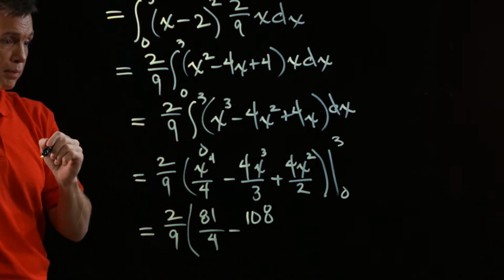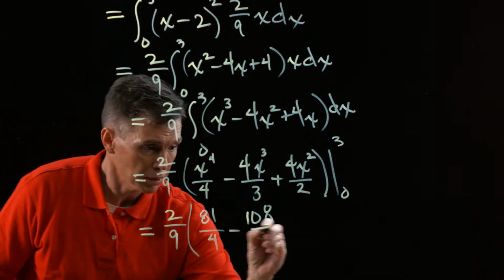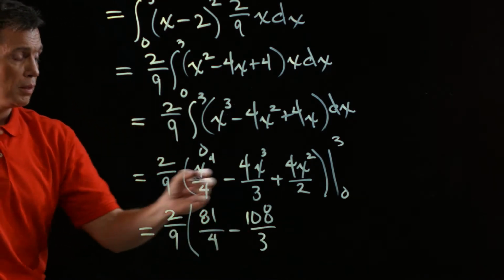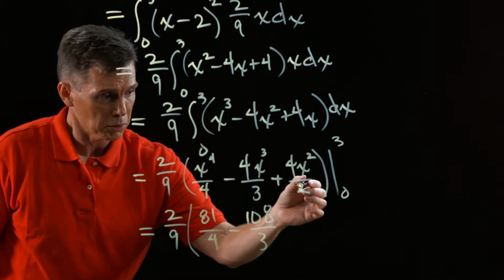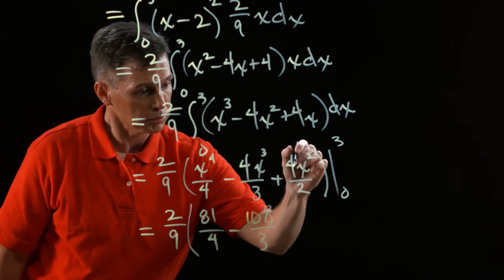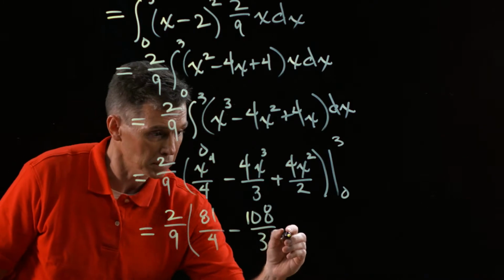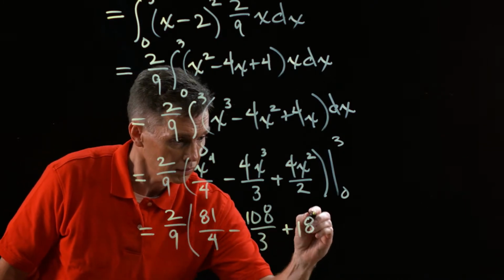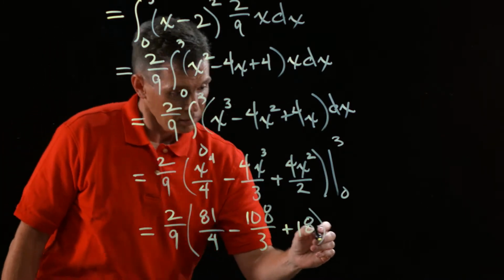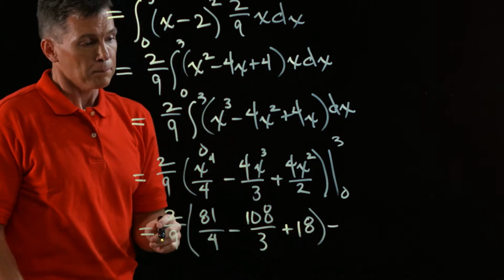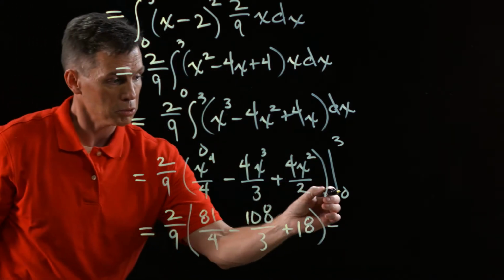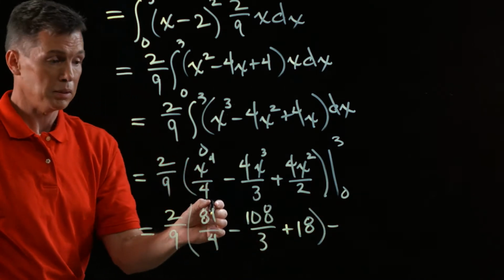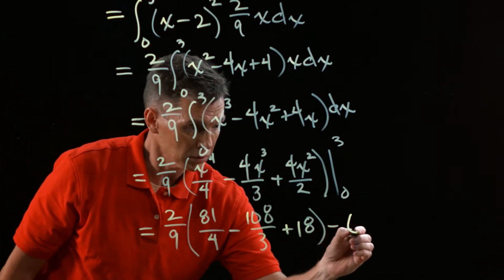108, divide by 3. And then 3 squared is 9. We simplify the 4 divided by 2. So 4 divided by 2 is 2, multiplied by the 9 looks like 18. And then subtract. That was me just putting the 3 in for x each place. Subtract what happens when we put a 0 in, but conveniently those are all 0.